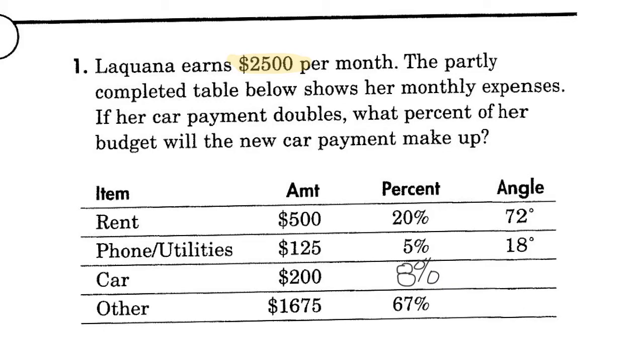Then if I take my 8% and multiply it by 360, because in a circle graph it's 360, that's going to be 29 degrees. The other, if I take 1,675 divided by the 2,500, I get 67%. And if I multiply 67% by 360 degrees, I get 241 degrees. Make sure you have this chart filled out before going on to the next page, so pause your video before moving on.